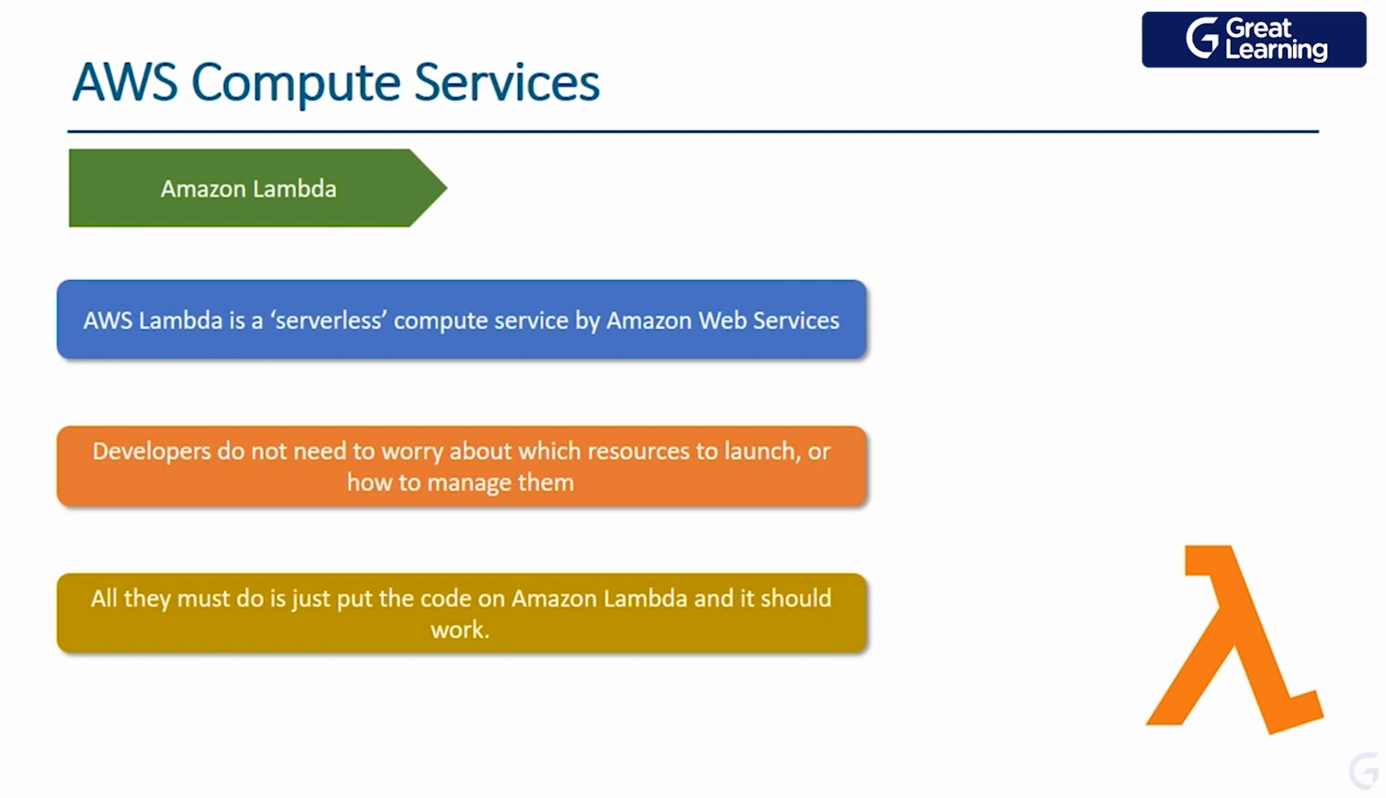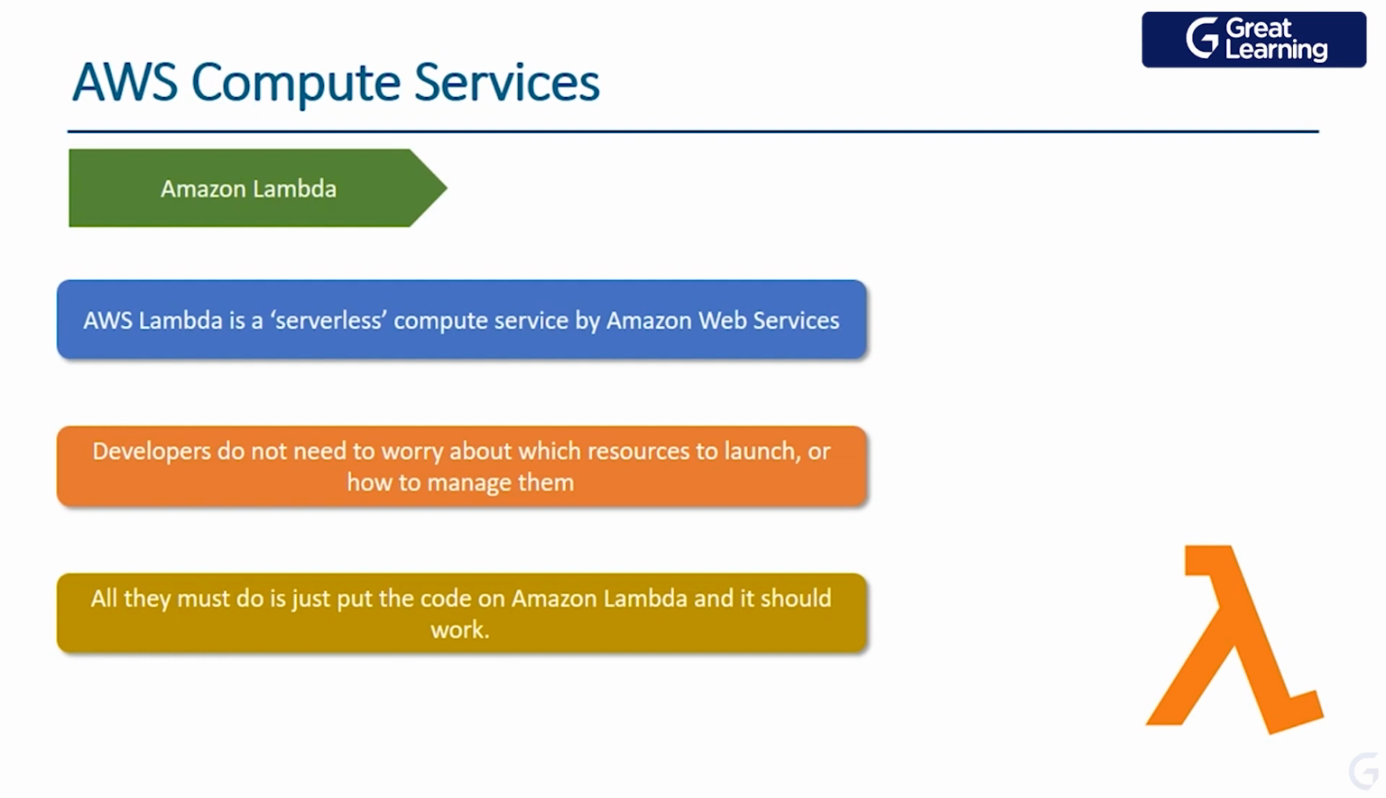In simple words, you do not have to worry about the underlying server. Everything is taken care of here by your cloud platform. So that is what your Lambda service does for you. All you have to do is put your code on Amazon Lambda and it should work for you. As simple as that. We'll explore this a little more once we get into the demo. But this is the gist of the AWS Lambda service.